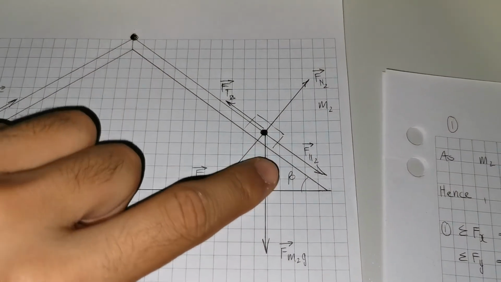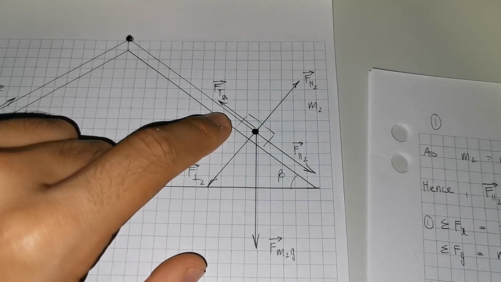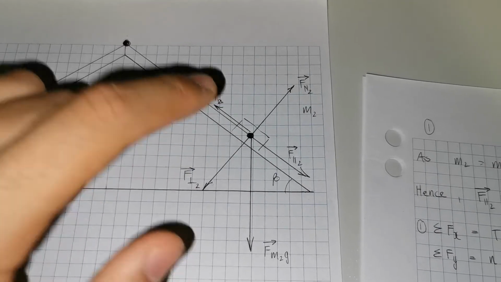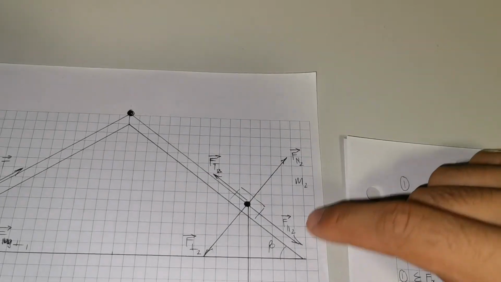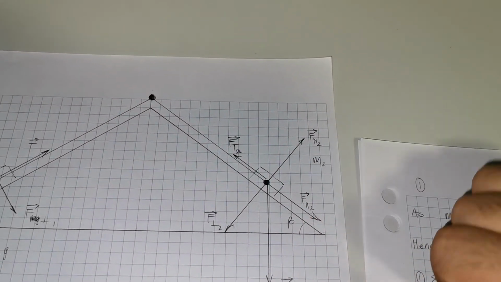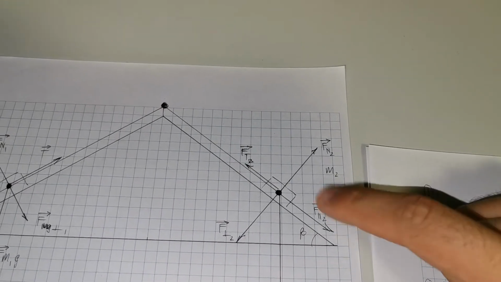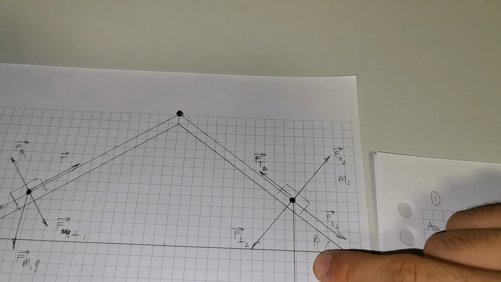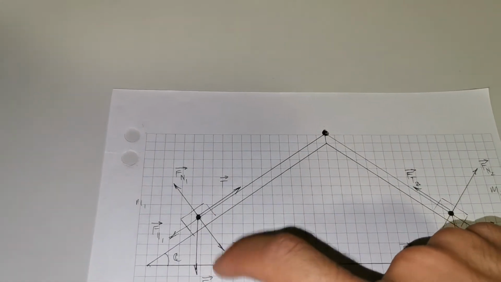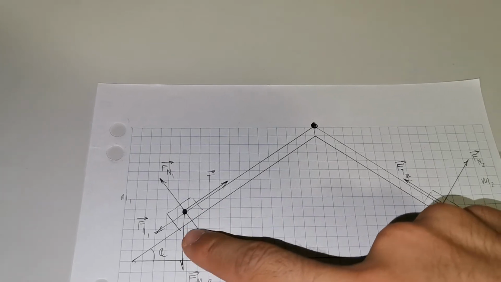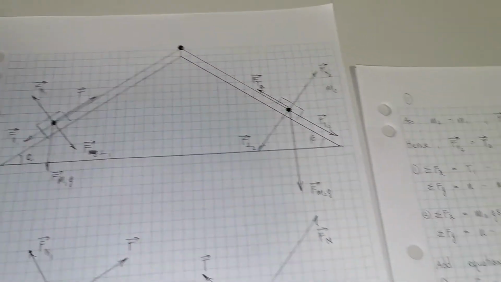So for mass 2, that force acting parallel to the inclined plane is greater than the tension force, which will make it able to move downwards. As the tension force is less than the actual force acting downwards, that mass will move down the inclined plane, and as such cause mass 1 to be pulled upwards. That tension force is greater than the force acting parallel to the inclined plane.